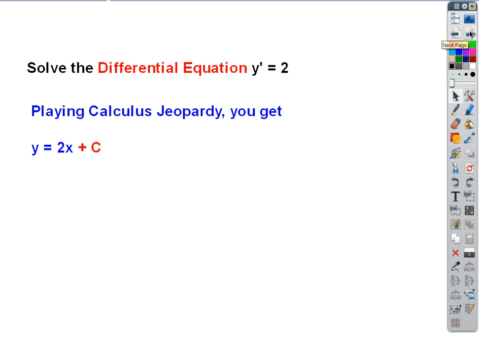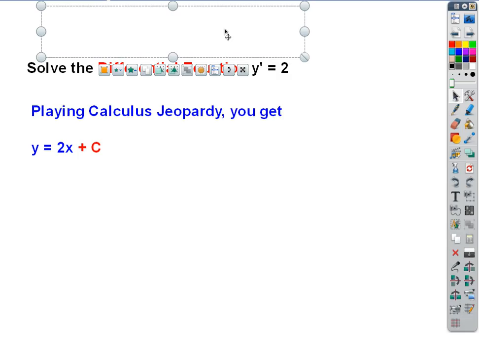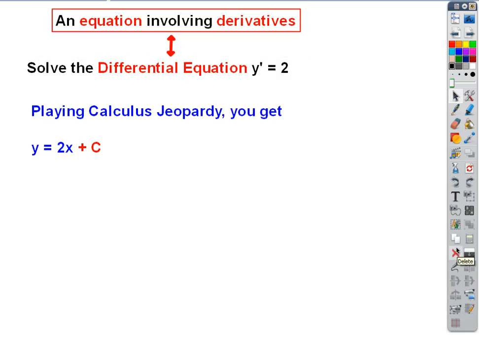Let's look at this in a little different context. Let's solve a differential equation. A differential equation is just an equation involving derivatives. We've got a derivative right there, y prime. The solution of a differential equation undoes the derivative and gives us back the original function. Playing calculus Jeopardy, for now that's the only game we know, we can turn this around. The answer is y prime equals 2, if the question is, what is the function y equals 2x plus c? That's what we'd have to differentiate to get 2. Agreed?